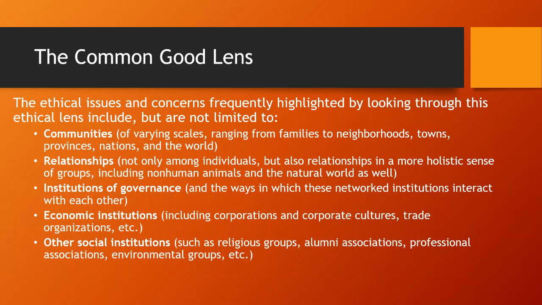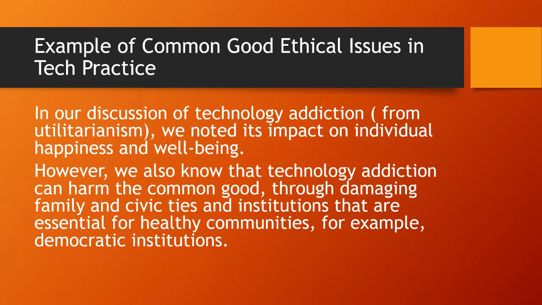So, varying scales, ranging from families to neighborhoods, towns, provinces, nations, worlds, departments, degrees, whatever: relationships, not only among individuals, but also relationships in a more holistic sense of groups, including non-humans, animals, and the natural world as well. Institutions of governance and the ways in which these networks and institutions interact with each other. Economic institutions, including corporations, corporate culture, trade, organizing, etc., and other social institutions such as religious groups, alumni associations, professional associations. And so you can see it's between these different groups and people that are part of it.